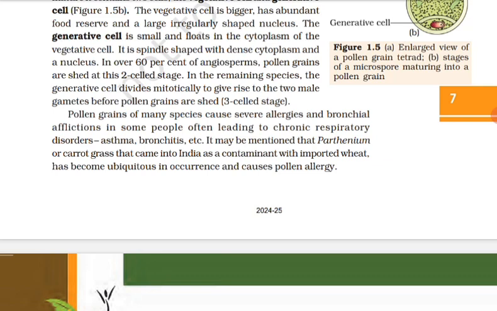When the pollen grain is matured, it contains 2 cells, the vegetative cell and the generative cell. The vegetative cell is bigger, has abundant food reserve and a large irregularly shaped nucleus.